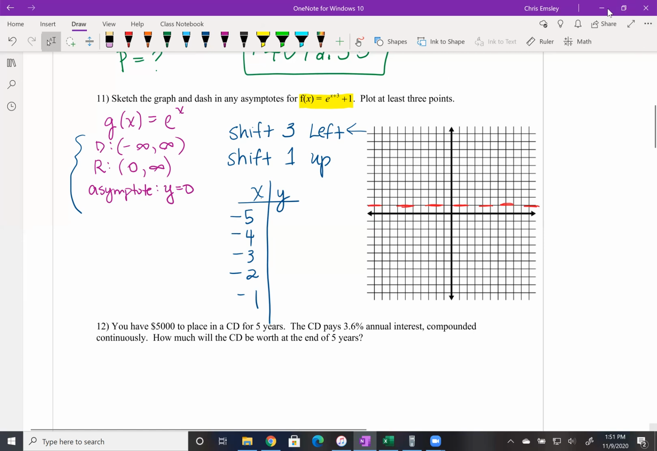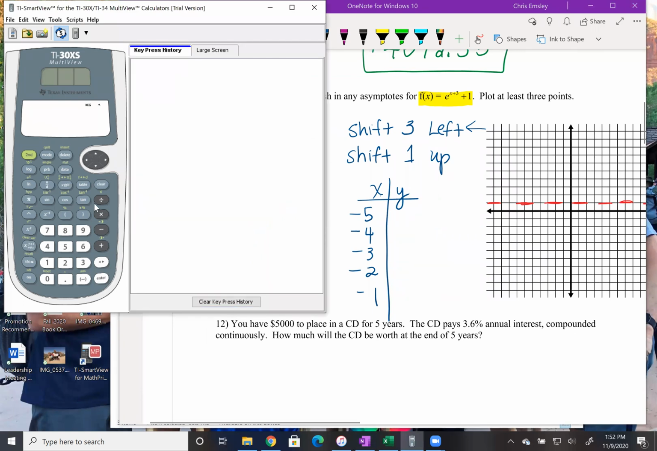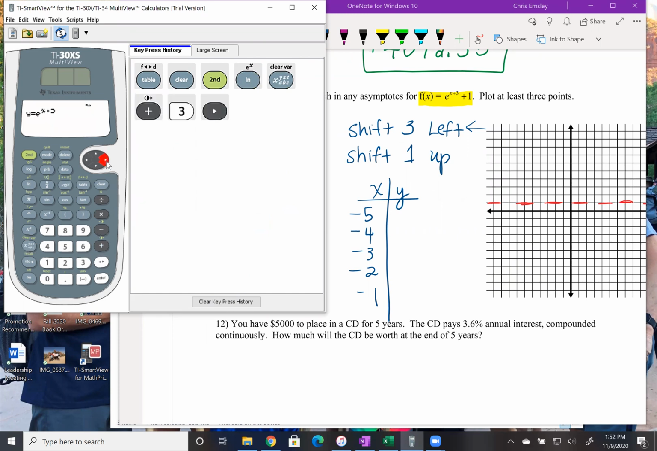Again, you can plug those in on your calculator. This is another case where you could use that table button to make yourself a t-table. Press table, and we'll clear out the function we had in there before. This time we're going to use our exponential, so second and natural log gives us that e to the x plus 3, and then use our arrow to get out of the exponent to do the plus 1. Okay, so there's our function. We hit enter, and this time I'm going to let the calculator make the t-table for me. I'm going to change it to auto.